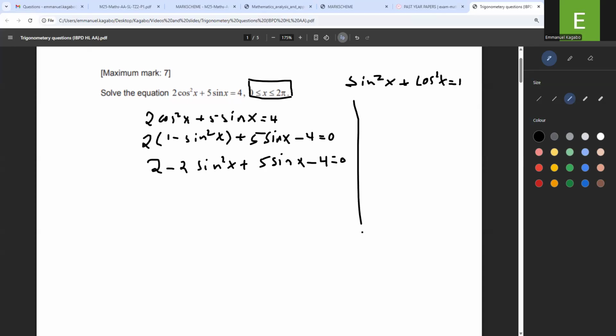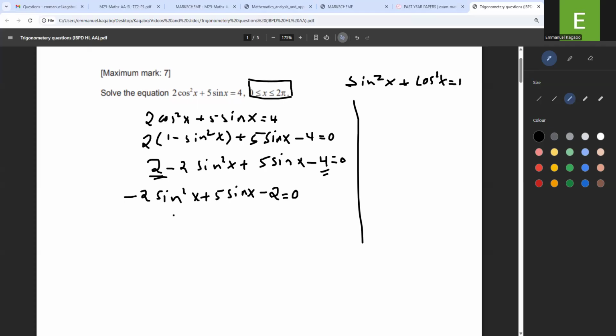Let me do it like this here. So what am I going to have? By collecting like terms, I'm going to have minus 2 sine squared x plus 5 sine x. That is going to be minus 2, right? Because this is 2 minus this 4 here, so gives me minus 2.